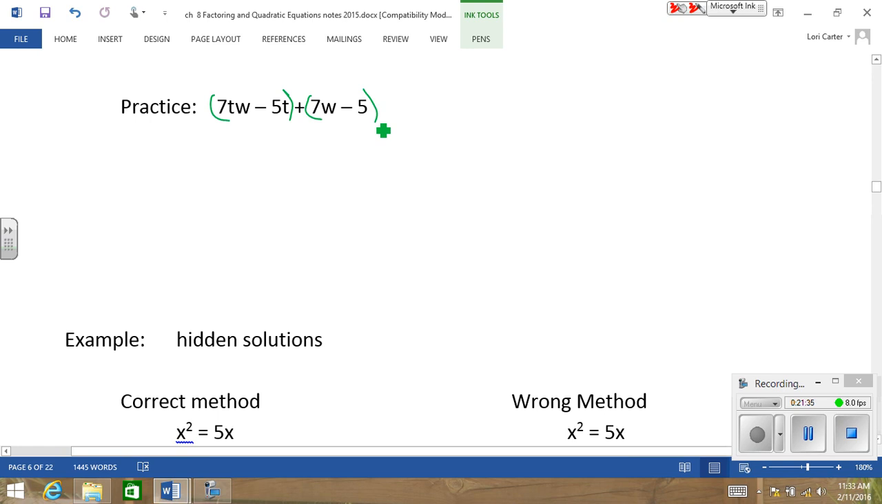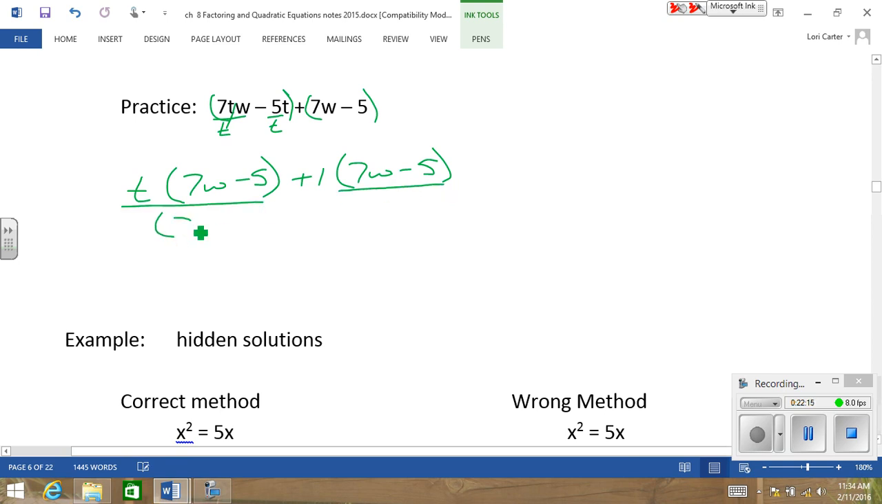Okay, what did you take out of the first set? They both have a T in common. So T went out. What did you have left? 7W minus 5. What do the two terms have in common? Okay, so this is 7W minus 5. So what goes in front? 7W minus 5. When I cancel that, what's left? T plus 1. Yes.